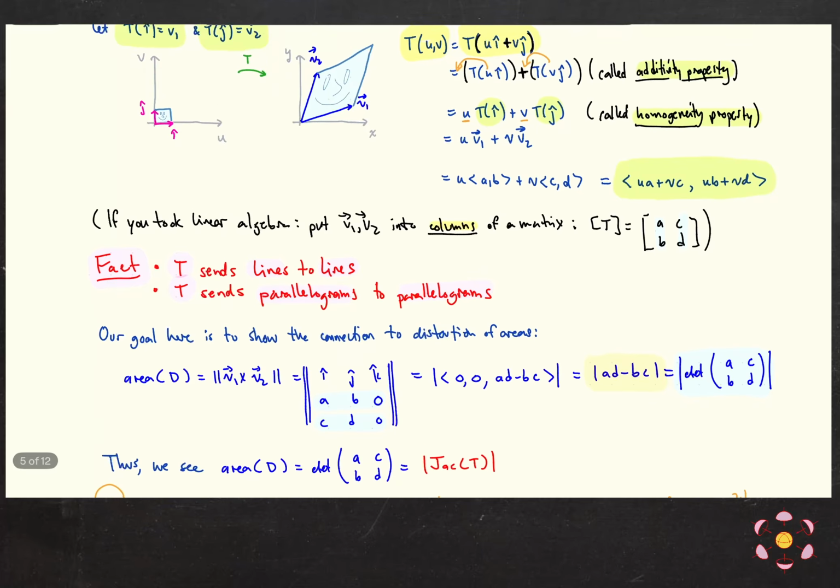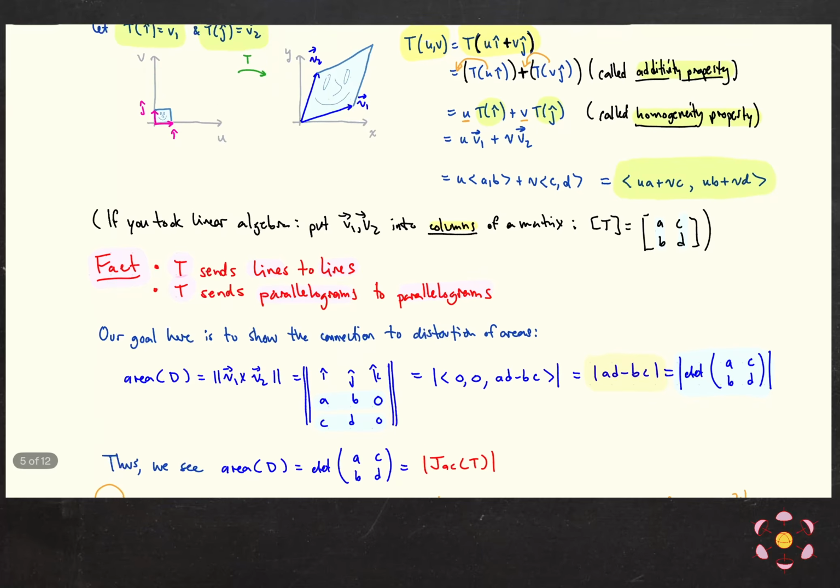Okay, what's really remarkable about what I just showed you is that the area of the parallelogram is the determinant of that matrix, which is the Jacobian of T. So this is one of the most important properties of determinants, that they really do allow us to calculate areas and volumes of objects, okay?